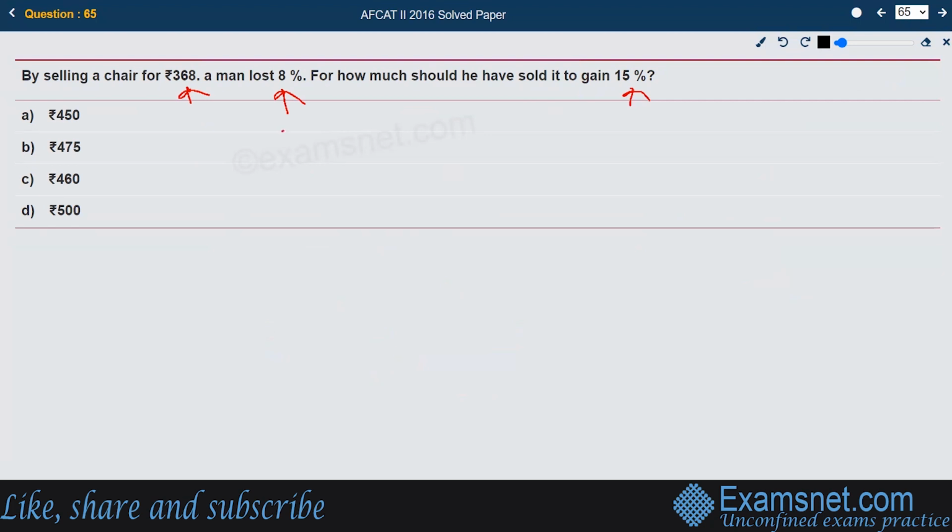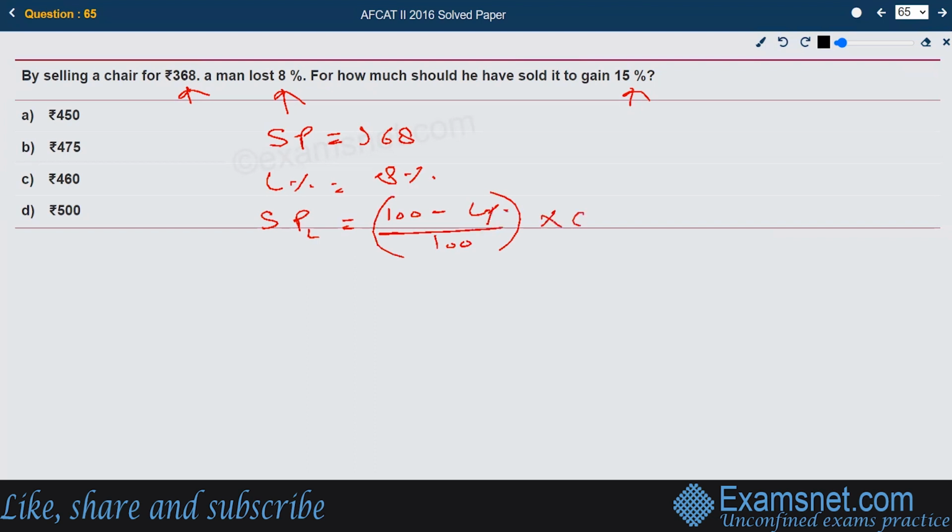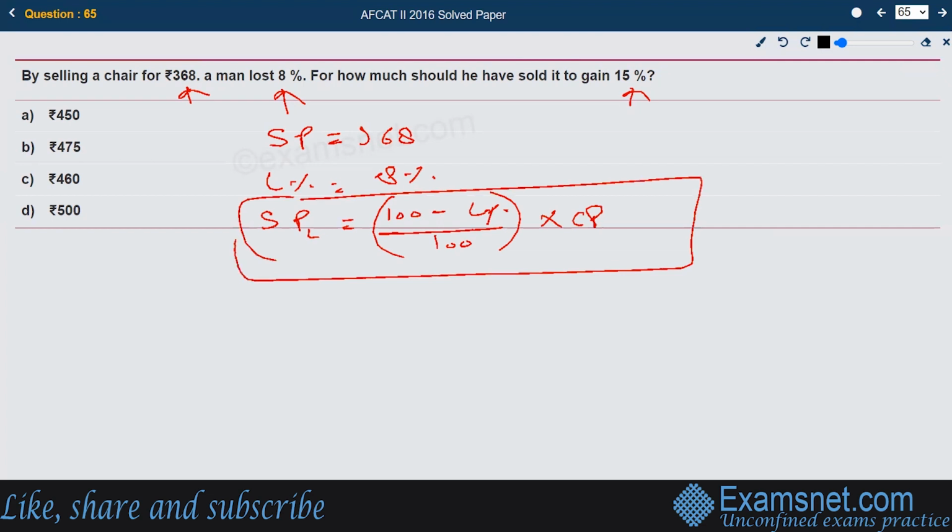Okay, so let us have the values first. The selling price is given as 368, and they are saying the loss percent. The loss percent is 8%. This is what he has lost. Now, obviously, if you have a loss percent, you can again use a formula. Selling price in case of loss can be 100 minus loss percent over 100 of cost price. This is the formula you can use for the case of loss. Okay, specifically for the case of loss, this will not be used when you have a profit.